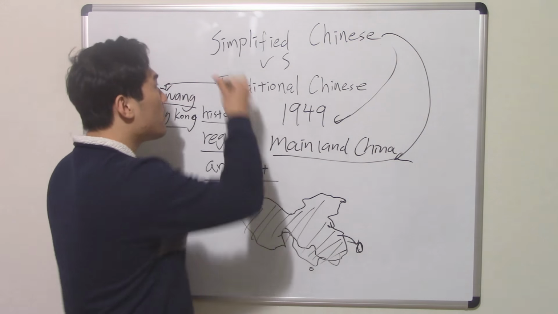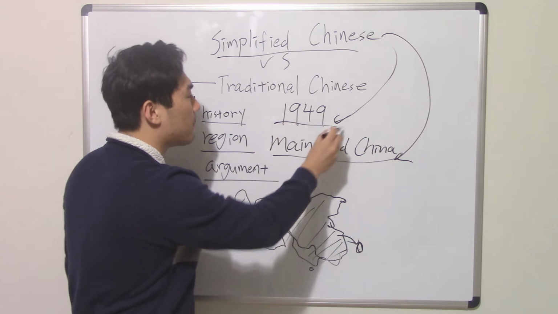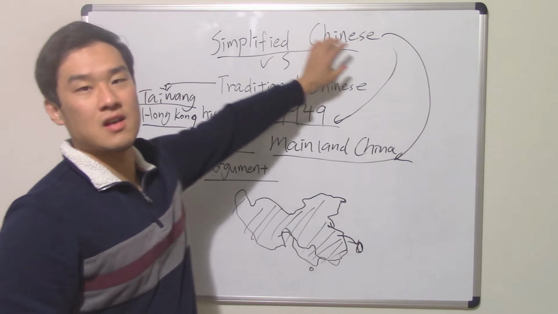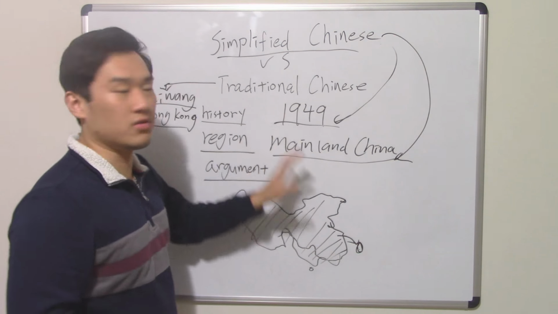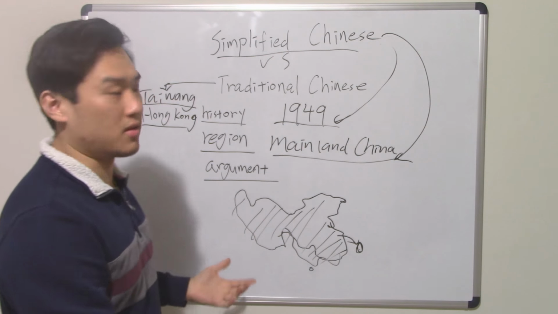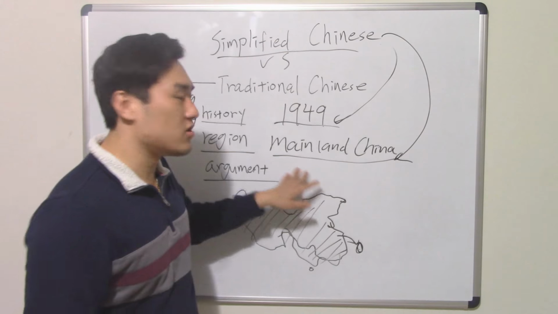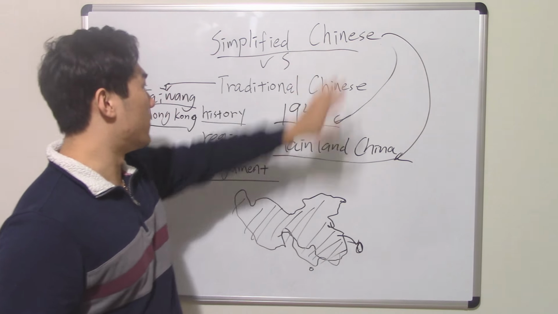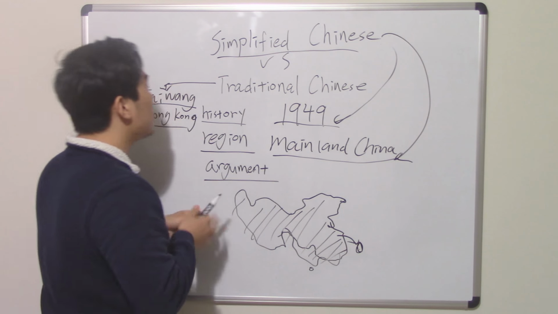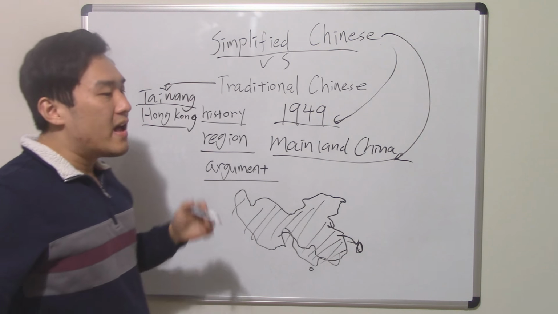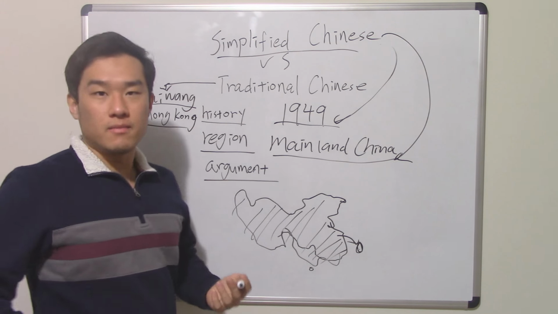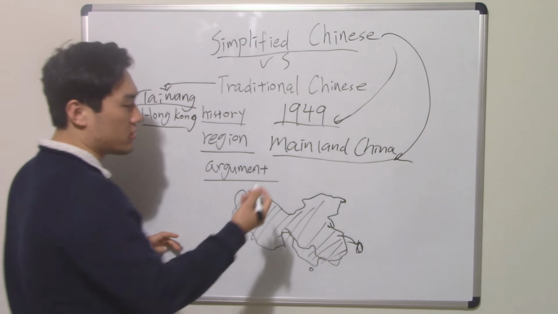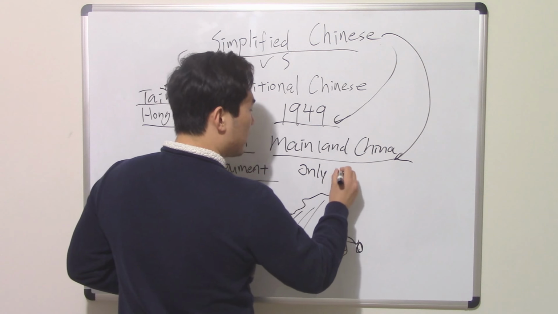Just remember, simplified Chinese was formed after 1949, after the communist government took over China, and that's why they decided to simplify some of the Chinese words, so it's a lot easier to memorize and write. It's mainly used in mainland China. That's what we think of as Mandarin Chinese, China Chinese. That's what simplified Chinese is. And traditional Chinese will be Taiwan and Hong Kong. But when you read them, the only difference between simplified and traditional is how you write them. That's the only difference. Let me write this down here. The only difference.